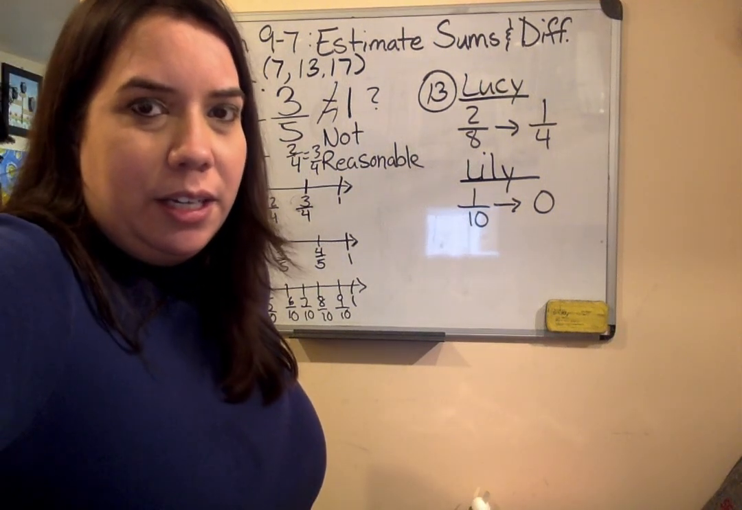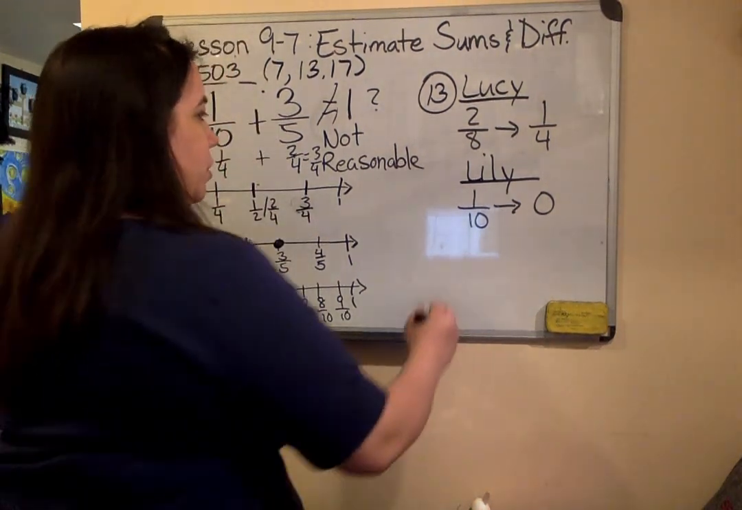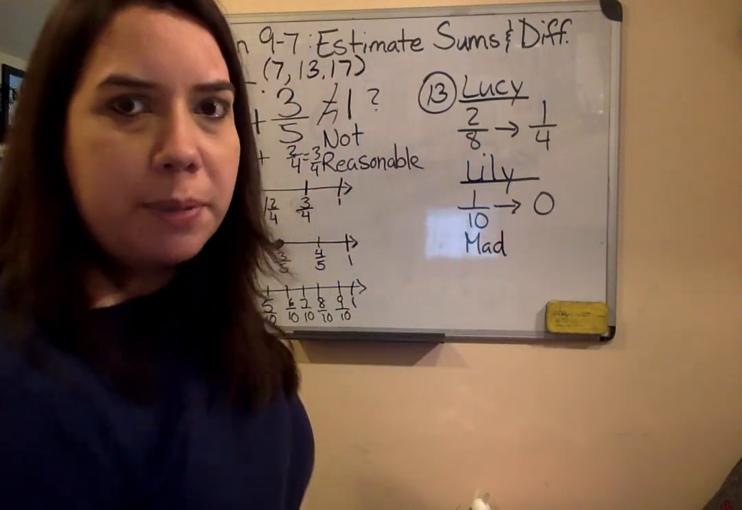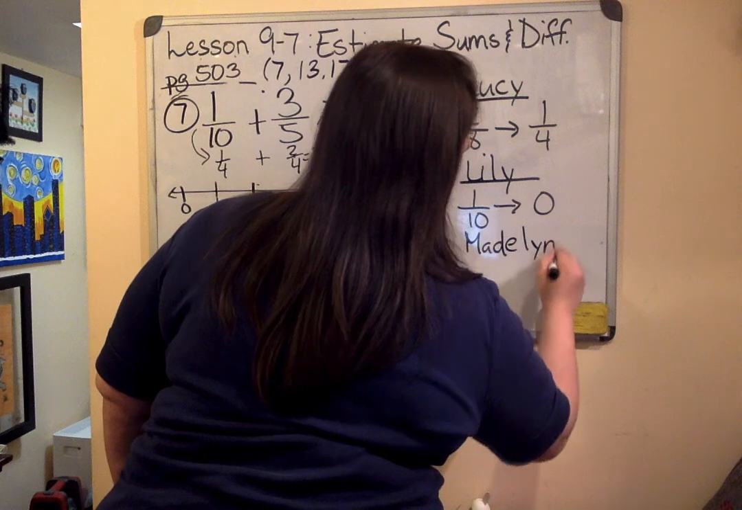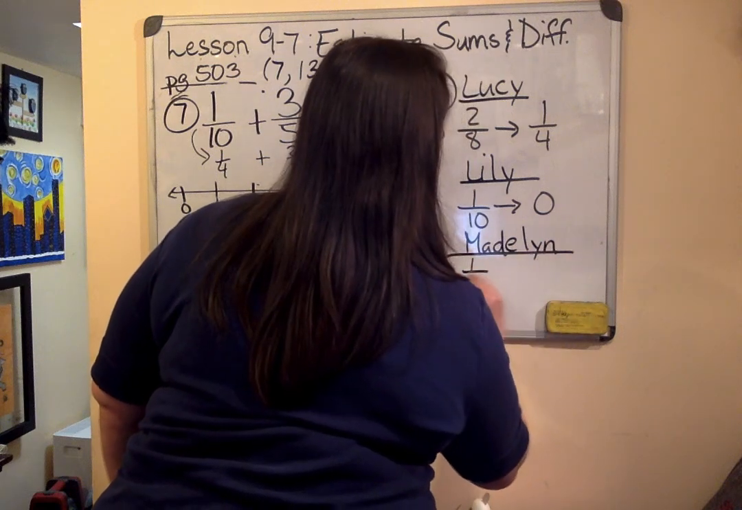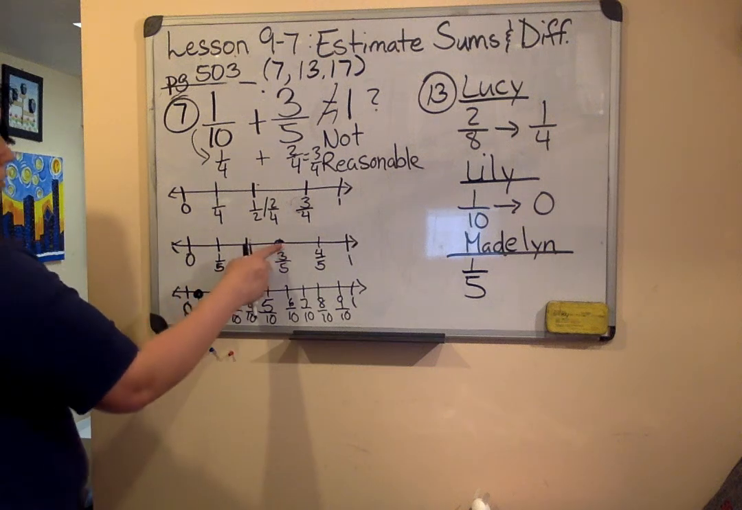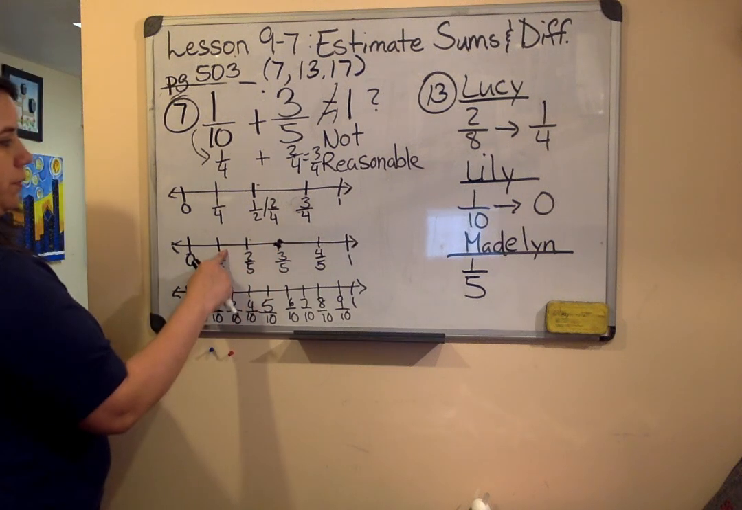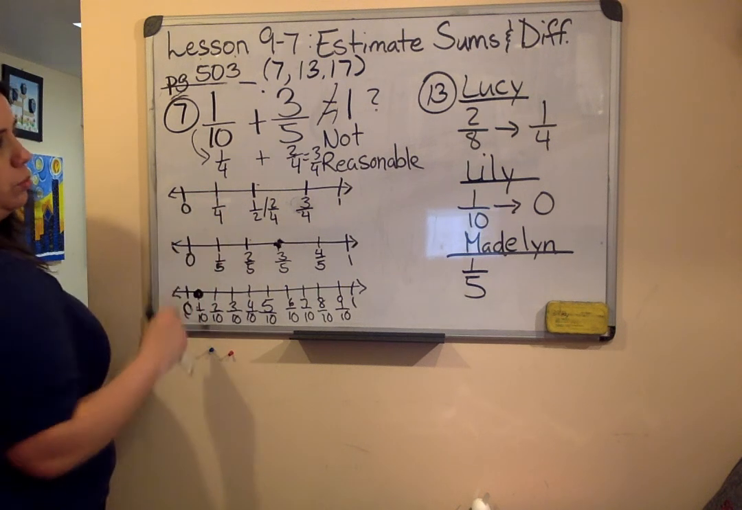And then you have Madeline, who ate 1/5. Madeline que comió un quinto. Make sure I spell her name right. And I have that up here too. Lovely. I didn't have to draw a new number line. Love it when that works out. 1/5 is close to what? Un quinto está cerca a un cuarto.